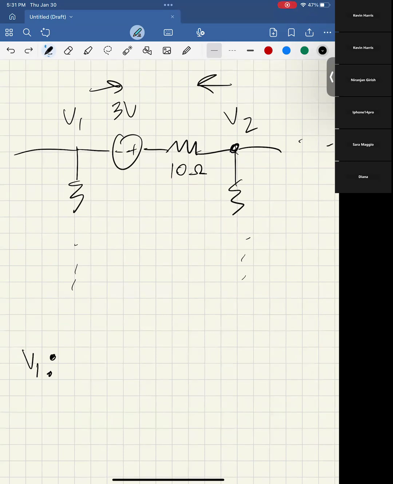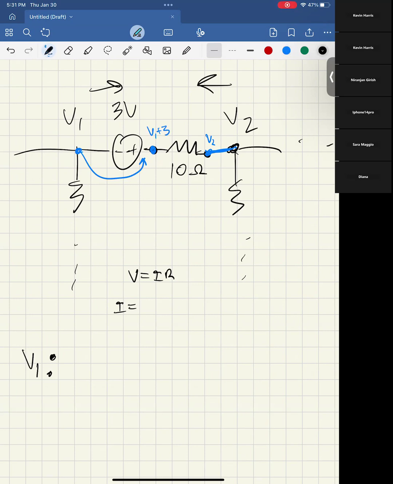And again, what you have to remember is that for a resistor, V equals IR, so I equals the voltage on one side minus the voltage on the other side over the number. So it's going to be the voltage here minus the voltage here divided by 10. The voltage on the right side here is just going to be V2, but the voltage on the left side here is going to actually be V1 plus 3 volts.